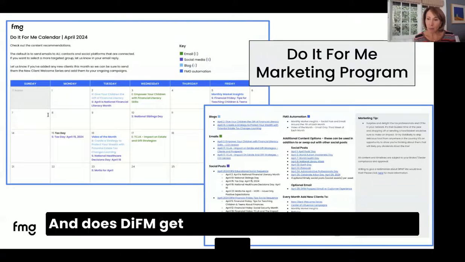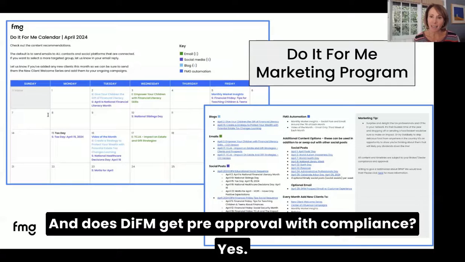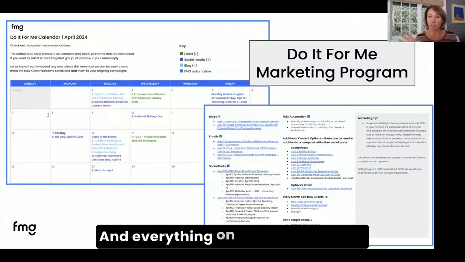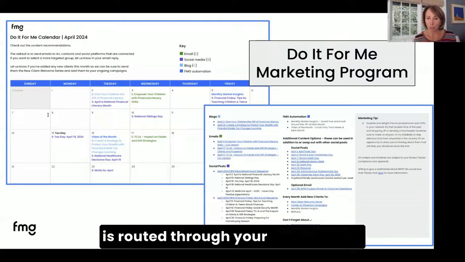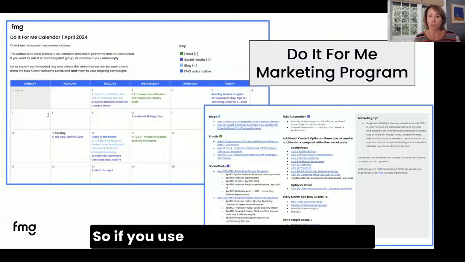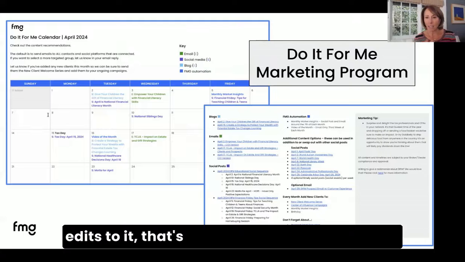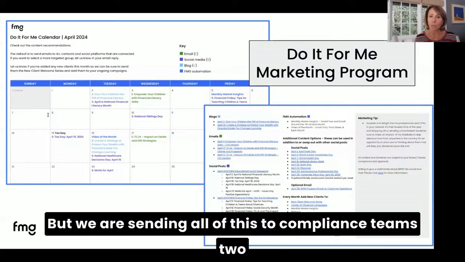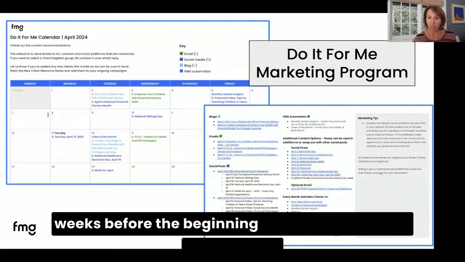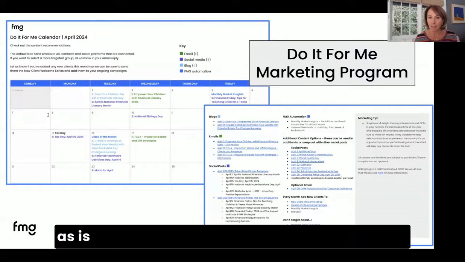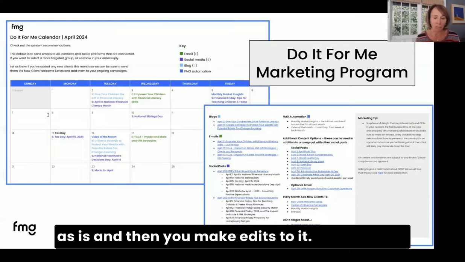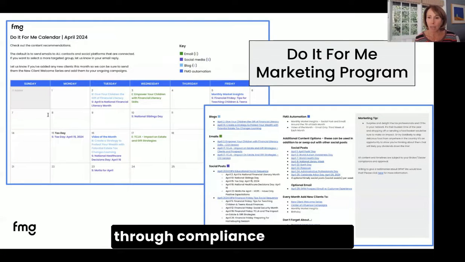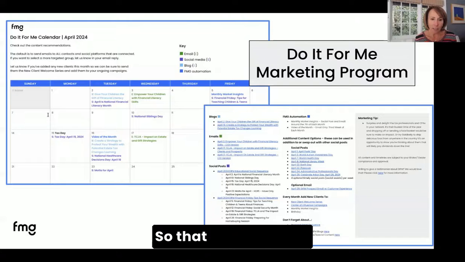And does DIFM get pre-approval with compliance? Yes. And everything on the FMG platform is routed through your compliance. So if you use something, but you make edits to it, that's routing through compliance. But we are sending all of this to compliance teams 2 weeks before the beginning of the month, so that it's approved as is, and then you make edits to it. That's great. And it's just going to route through compliance and go out. So that is pretty cool.